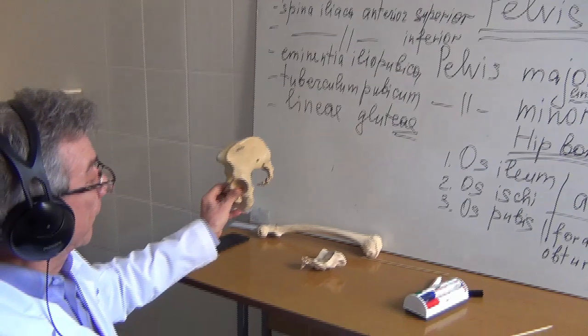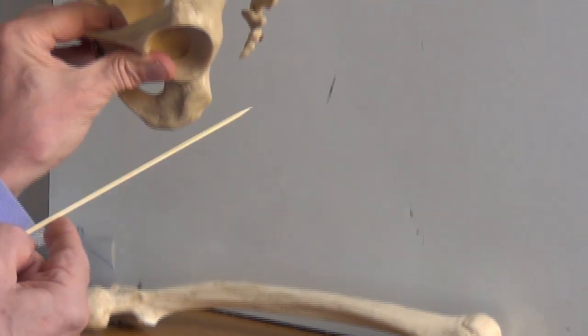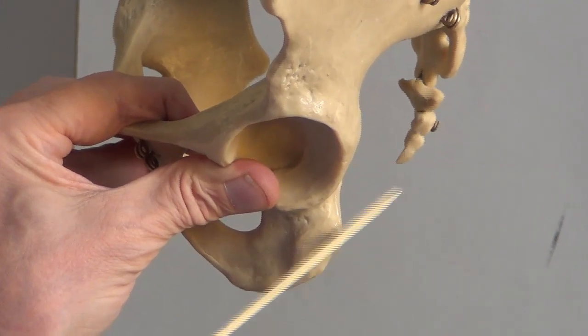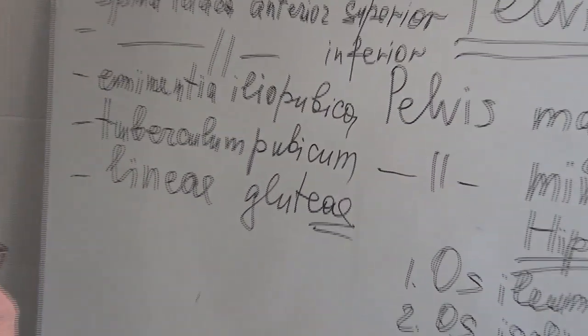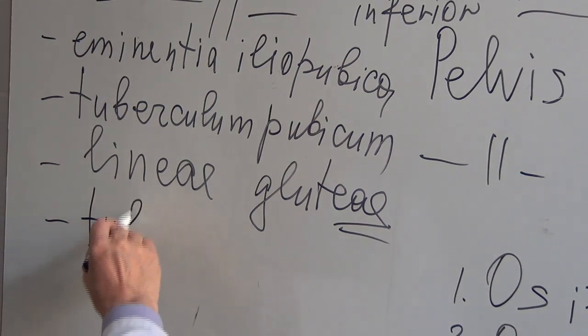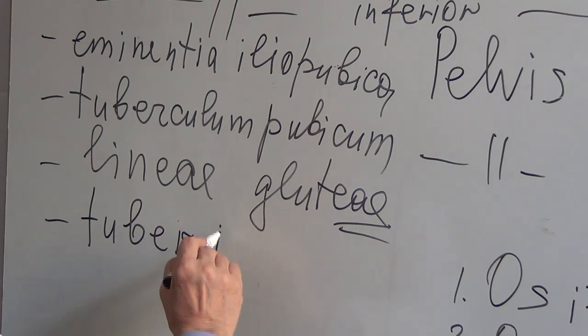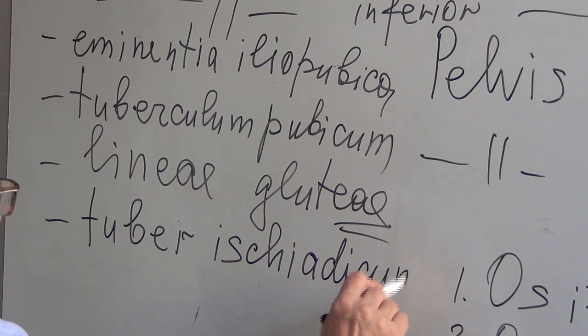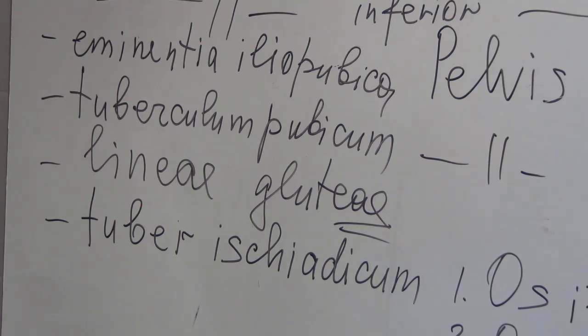And we already said that we are sitting on these structures. It is named tuber ischiadicum, ischial tuberosity. So, structure on which we are sitting.